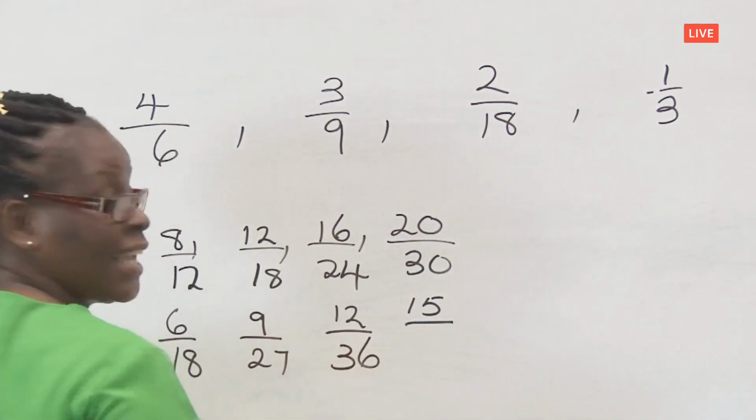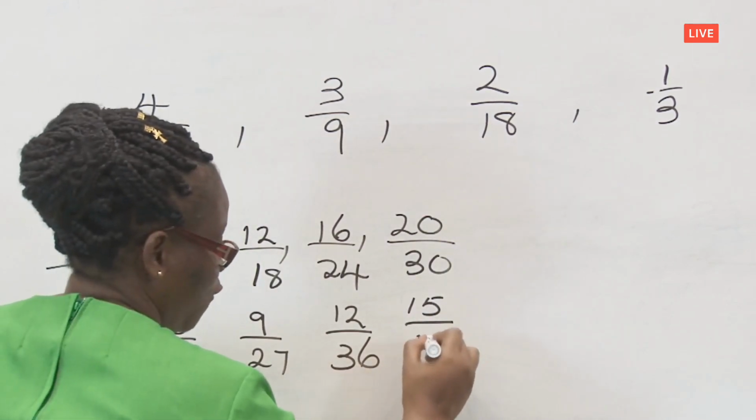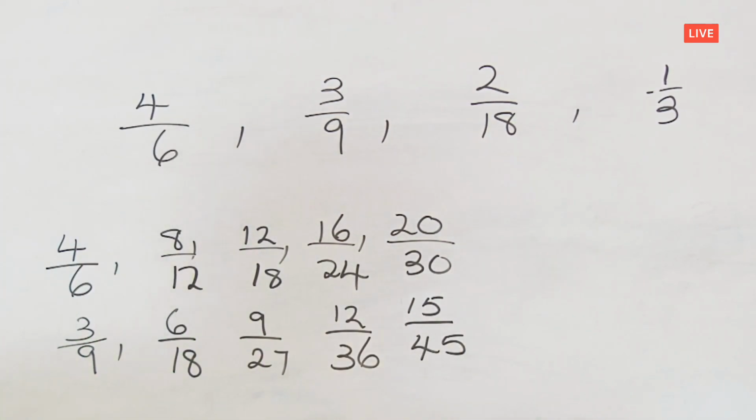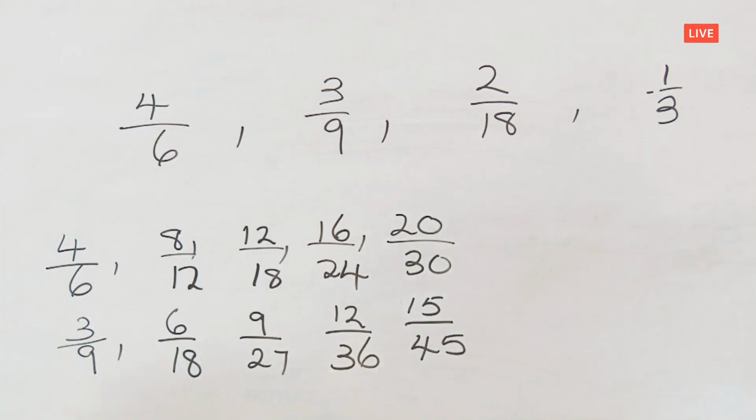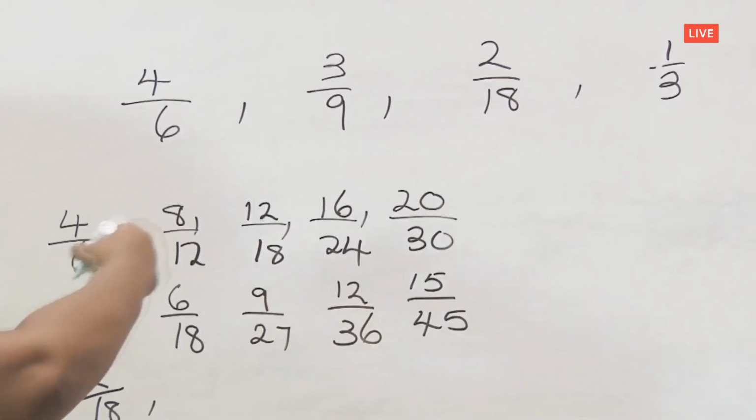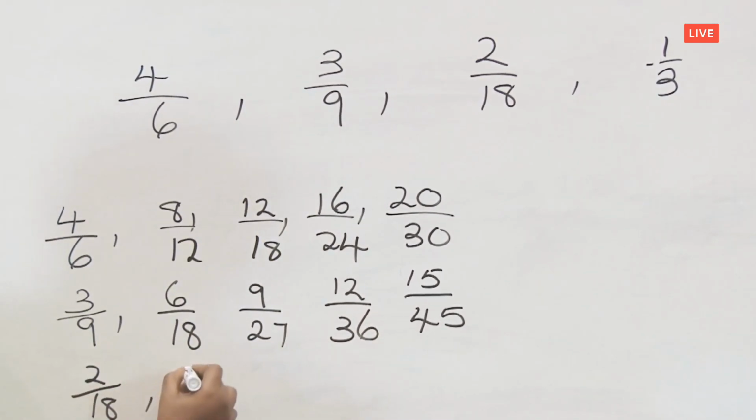So we have 9, 18, 27, 36, 45. So we could take a peep here and let's see if we have anything so far that has the same denominator. So we notice 18 is here, 18 is here. But we have to do for all of them because we are not sure. Let's look. Next is 2/18.